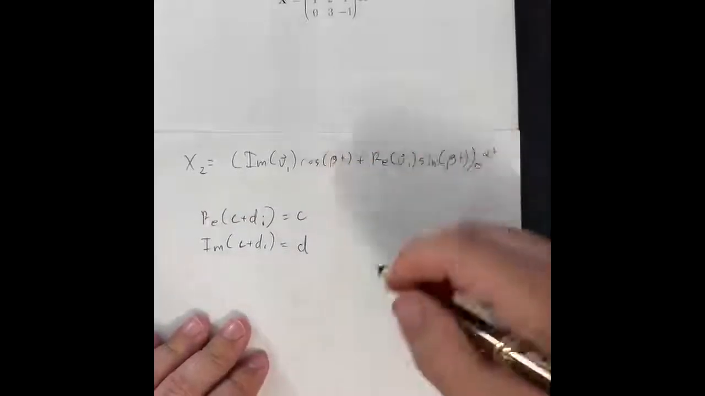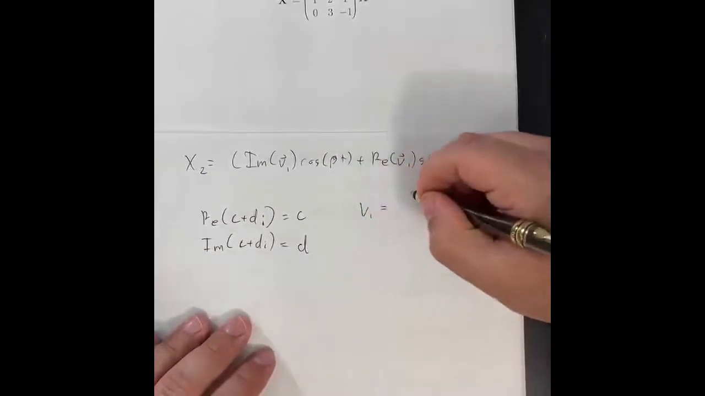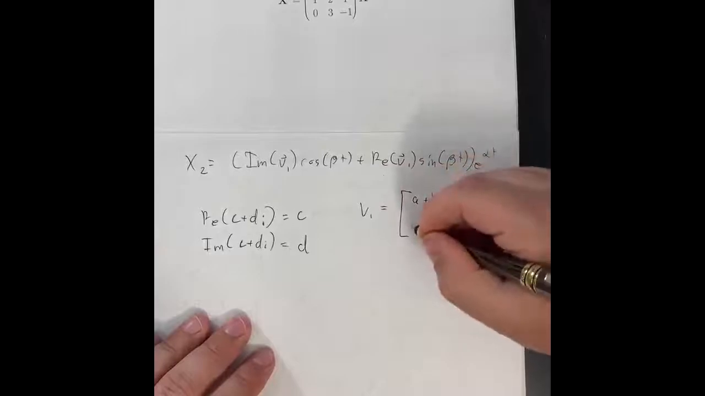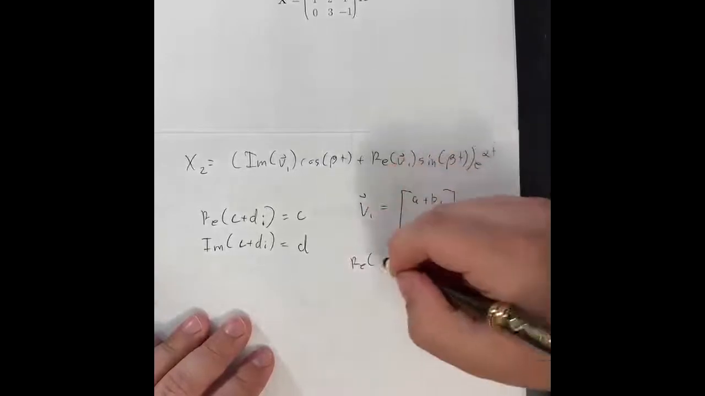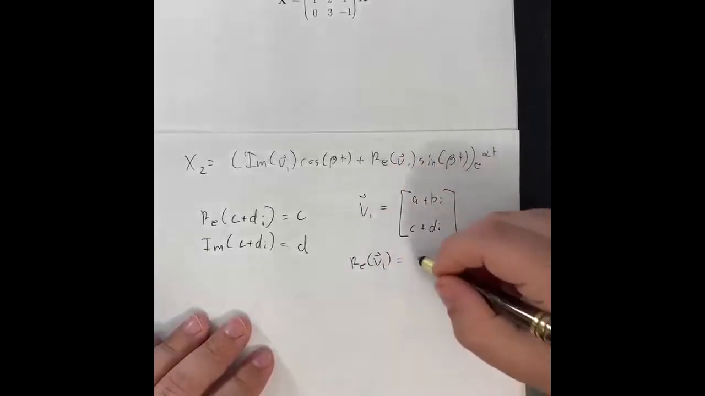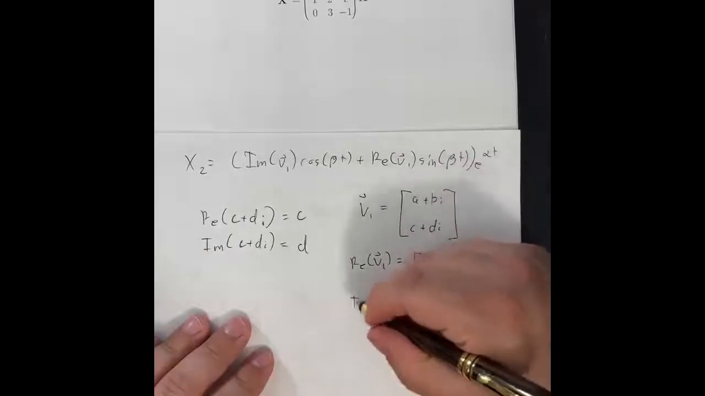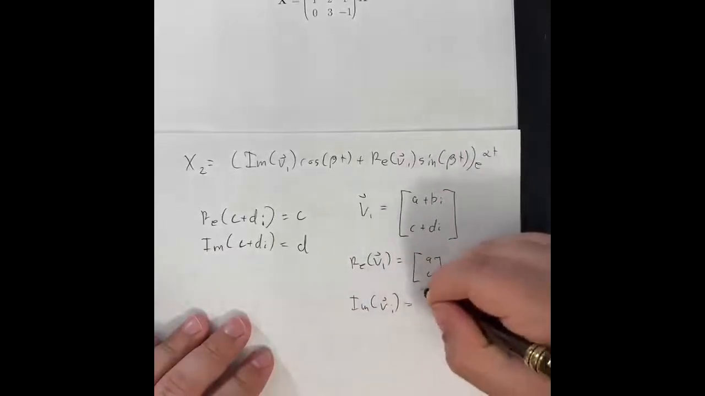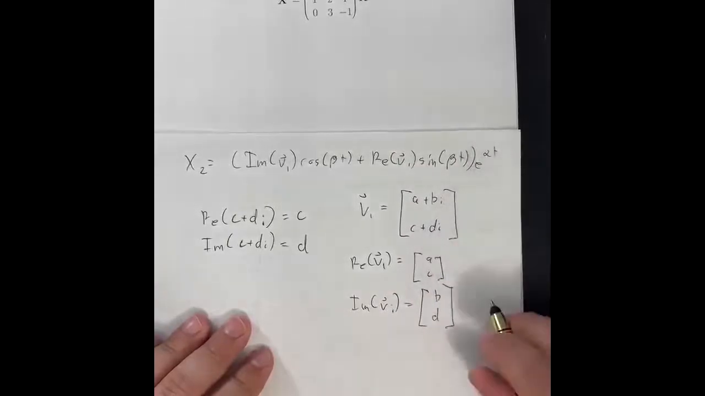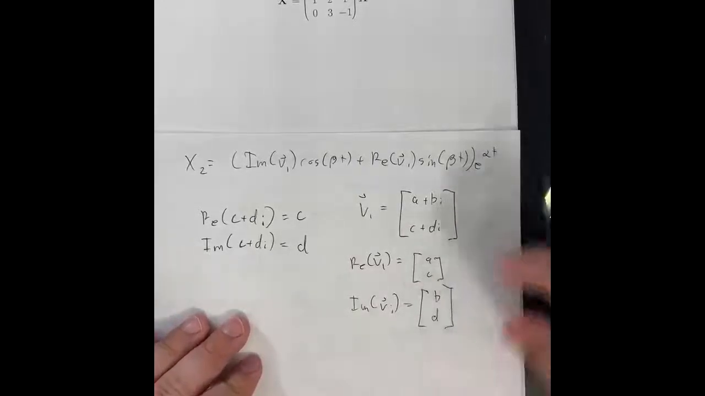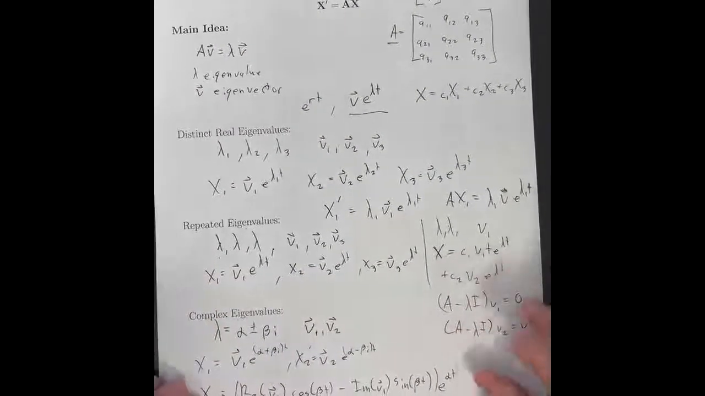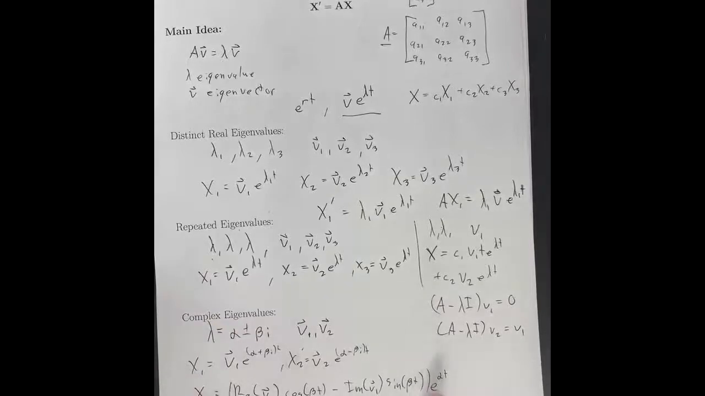Okay, so in this case, V1 is a vector. So it's going to look like A plus B times I, C plus D times I. The real part of that vector is the vector AC, and the imaginary part is the vector BD. So they're both real vectors. We just split it up into real and imaginary parts. Again, these two solutions here, I don't memorize them. Just look them up in your book or online. But just be aware of how you compute these different parts.